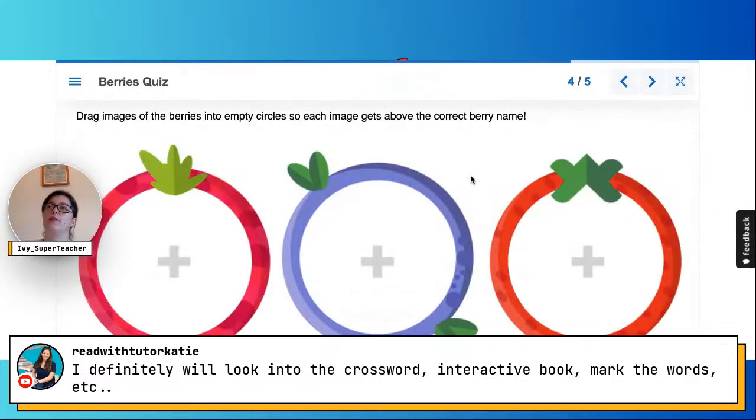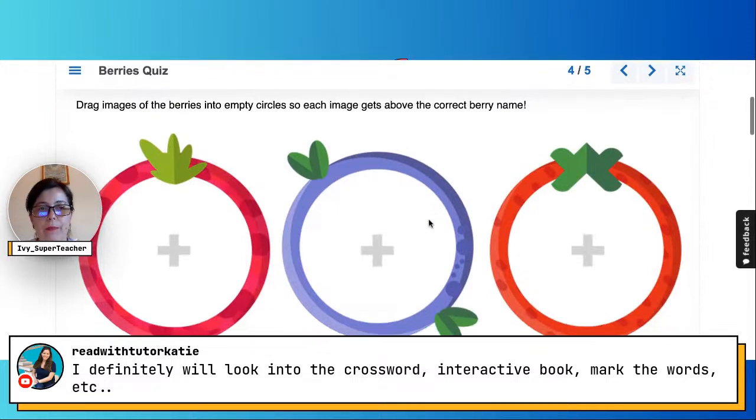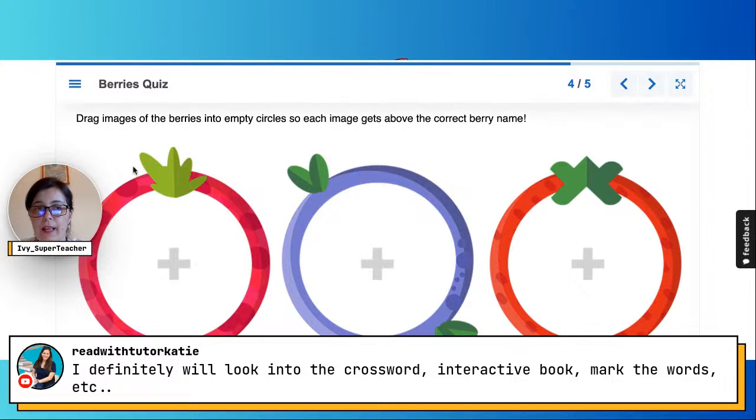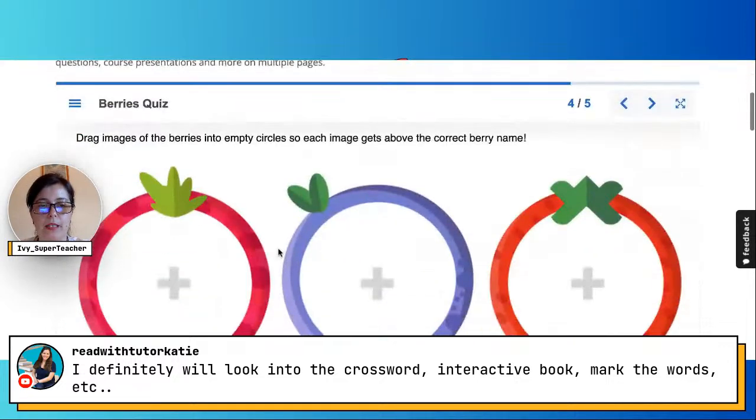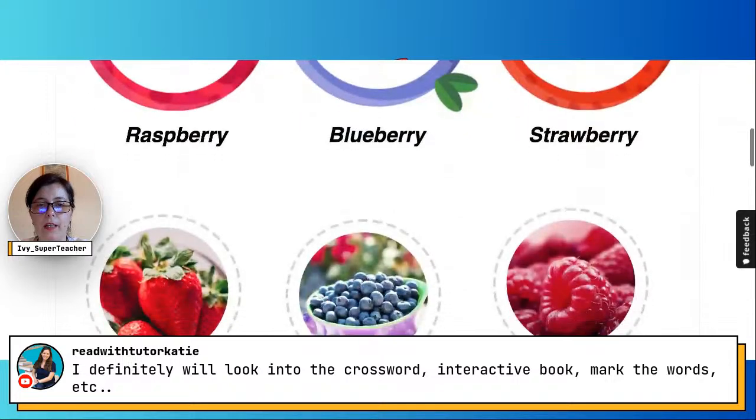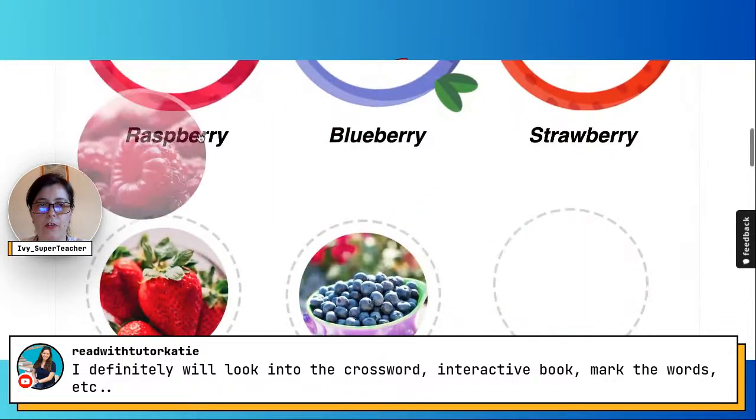You just saw, you can actually do a drag the words activity, right? This one has drag images of the berries into empty circles. So it's a drag and drop with images and their names. Let's see. Raspberry. I just am dragging it.